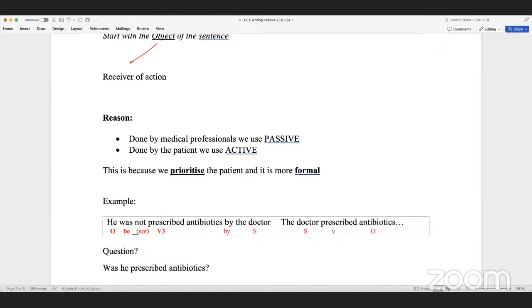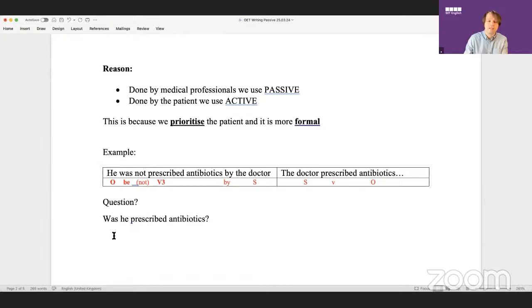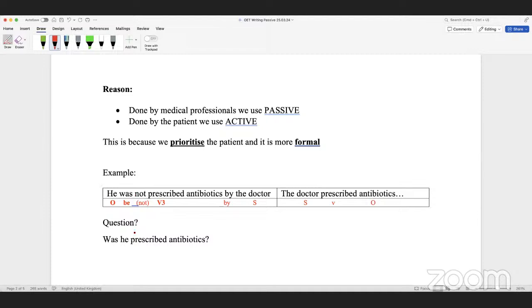Antibiotics. Was he prescribed antibiotics? Is it correct? Yes, structure-wise it should be. Was antibiotics? No, but again, it is. It is. Yes. It is, right?